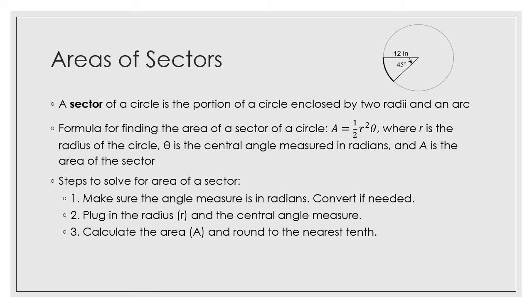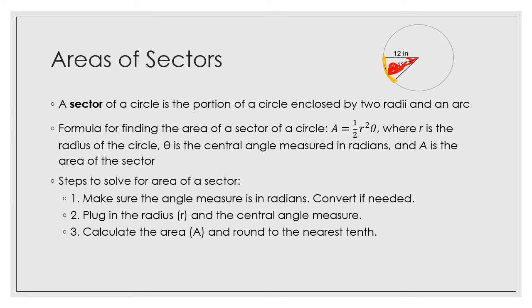Okay, the other thing that we're going to be doing in this section is finding the area of sectors of a circle. A sector of a circle is the portion of a circle that's enclosed by 2 of its radii and an arc. So we were just looking at arc length. Arc length is just this piece of the circumference of the circle. The difference between a sector and arc length is that arc length is only this part here.